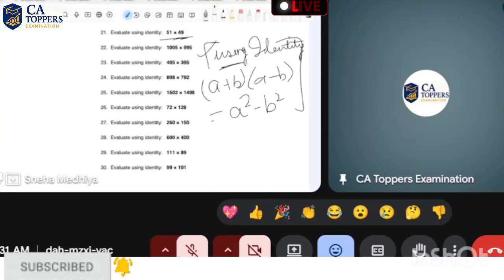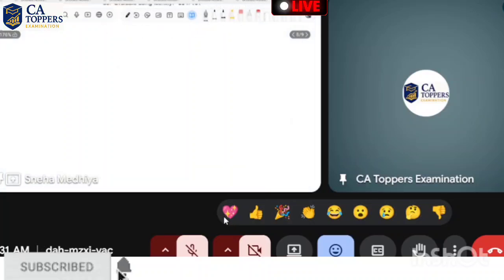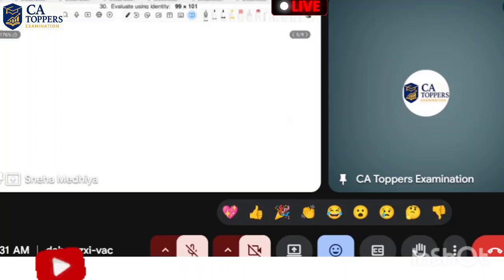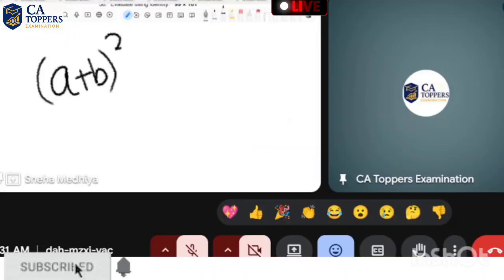So now you understood, right? How we solve it? Yes, ma'am. Okay. Our factorization part for a plus b whole square was left. Now we can start with that. Then our three identities will be completed. Okay, ma'am. So remember we did these two identities. We'll start with them individually. We did the identity of a plus b whole square. Can you tell me that?